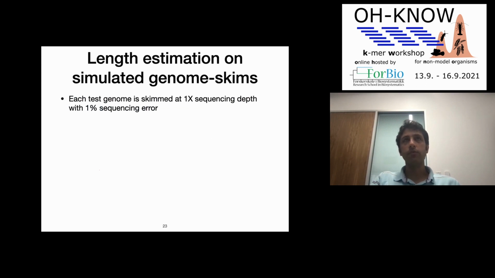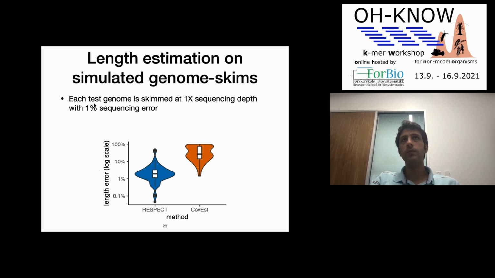Okay, so let's look at some results. These are genome skims that we simulated at 1x coverage, so not very high coverage. And we have 1% sequencing error, so pretty high levels of sequencing error. This method here is the previous method that existed before we developed Respect.